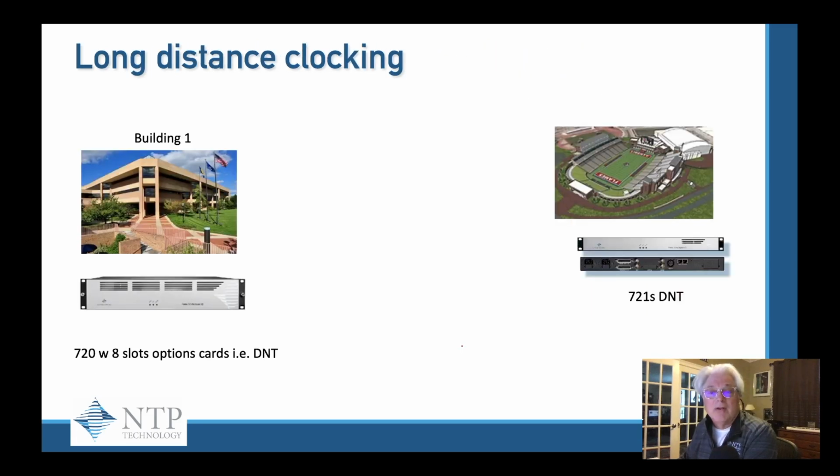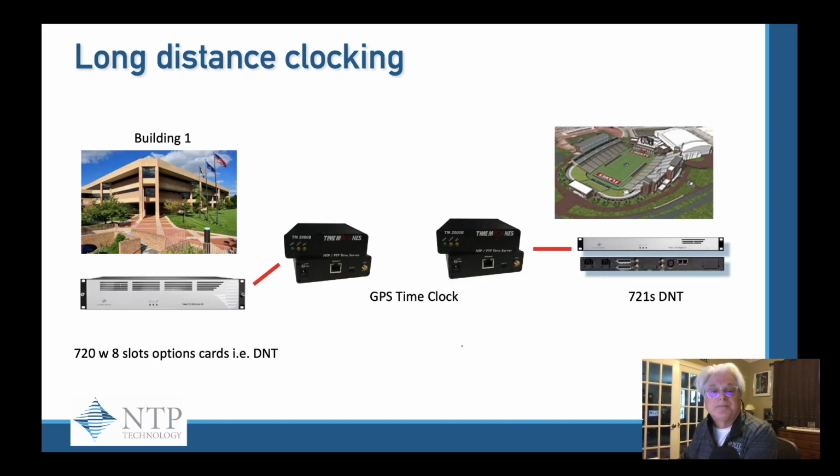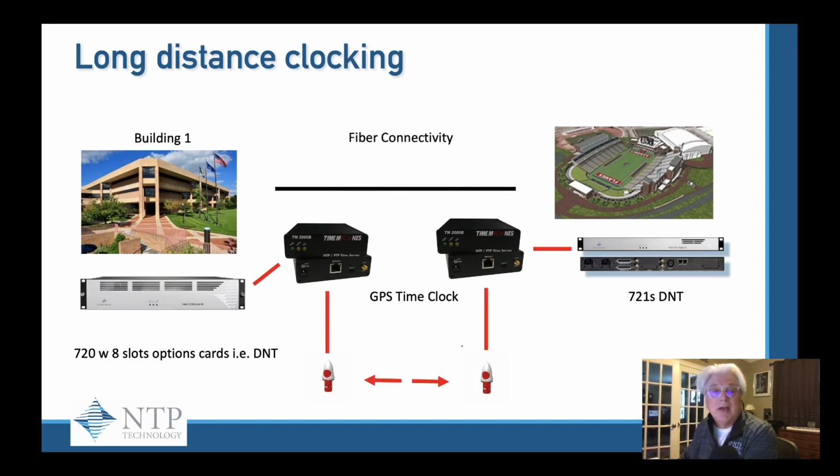So how do we take care of long distance clocking when we exceed the 6 mile limitation of fiber? You can use GPS time clock, connecting antennas to the satellite. You can run dark fiber if you need to lease it from an internet provider for fiber connectivity, or if it's under 6 miles, you can just run fiber on your own campus. This gives you long distance access for clocking and audio between buildings and facilities.